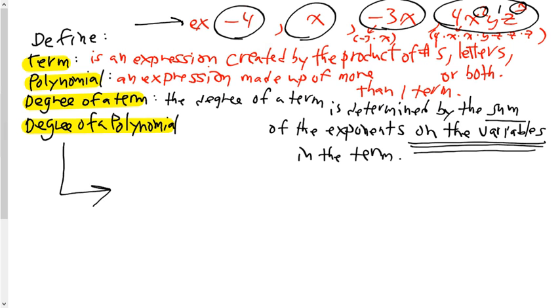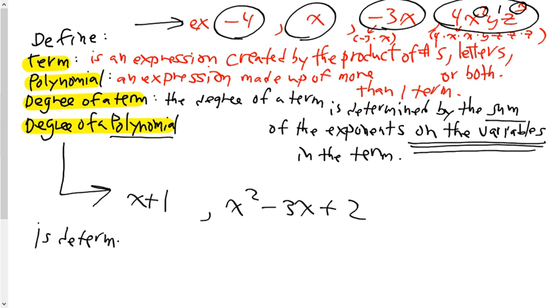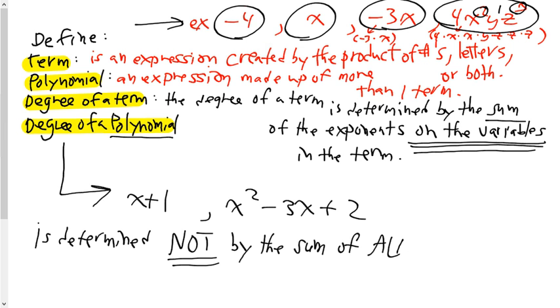Now that's different than the degree of a polynomial. In this example up here, all of these are just terms. They're all one-term monomials or one terms. When we have more than one term, meaning a polynomial like x plus 1 or x squared minus 3x plus 2, in these polynomials, the degree of a polynomial is determined, and then I'm going to put in big capital letters, not by the sum of all, big bold letters, exponents in the polynomial.